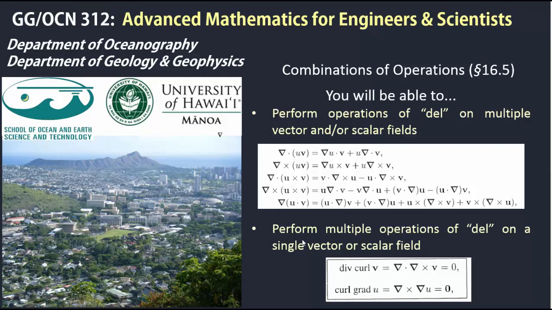The second objective that you should keep in mind is after viewing these videos, you'll be able to perform multiple operations of del on a single vector or scalar field. For example, here's a curl, and we're taking the divergence of a curl, and here's a gradient, and we're taking the curl of that gradient. So let's look at the first topic, in which we're doing multiple operations, or sorry, a single operation on a couple of fields.